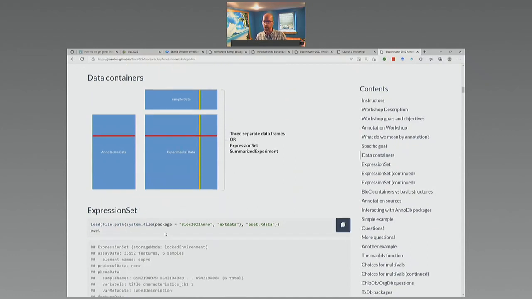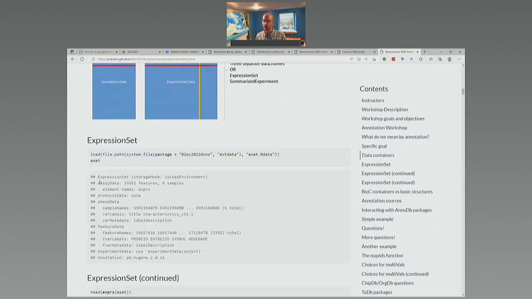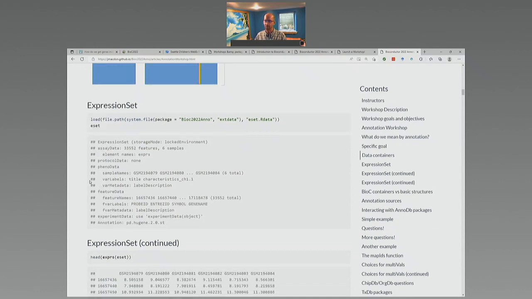And if we put it into something like an expression set, we can then have it encapsulated and have all this information about it. So if you have this running in your web browser, you can actually click here to copy things and then paste it into your RStudio if you want to go along with me. If we load this little fake data that I've got in the package, it'll load this expression set. And if you just type the name of the expression set, it'll spit out all this information about that expression set. This expression set's actually got 33,000 rows in it.